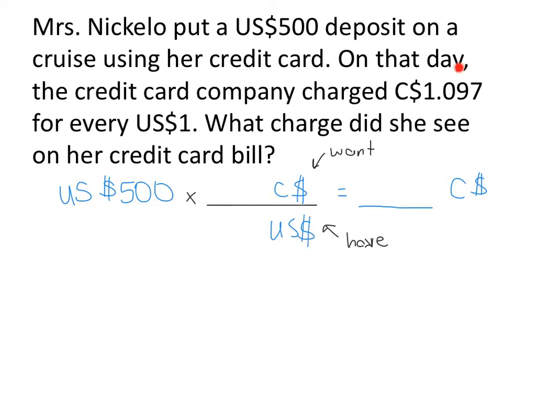When we look at the problem, we know that the relationship is that we have to spend $1.097 Canadian to get $1 US. And now we're ready to perform the calculation. I'm going to take 500, multiply it by this conversion rate, keeping in mind that we don't have to divide by 1 since it won't change the value, and find the Canadian charge to the credit card bill. Your calculator will tell you that the charge is $548.50. Keeping in mind since this is money, it's appropriate to report this 2 places after the decimal.